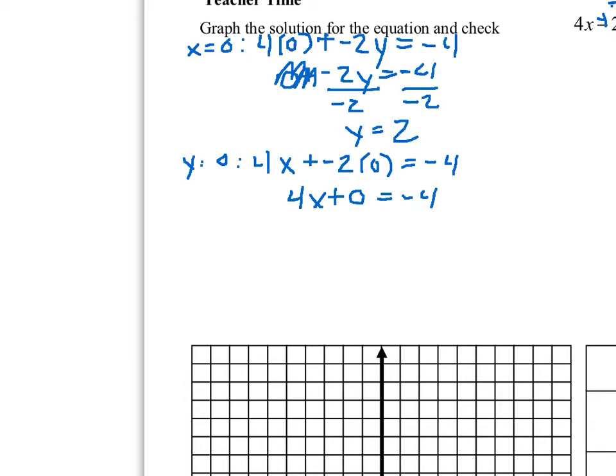But once again, does that plus 0 end up amounting to anything? By the way, what property is that? Yeah, it's the additive identity. That's why it tells us that it is just 4x. Okay, so 4x is equal to negative 4. How am I going to figure out what x is? Adriana. Divide by 4.